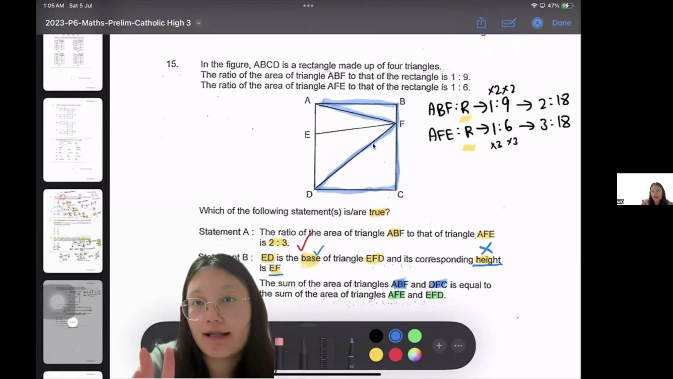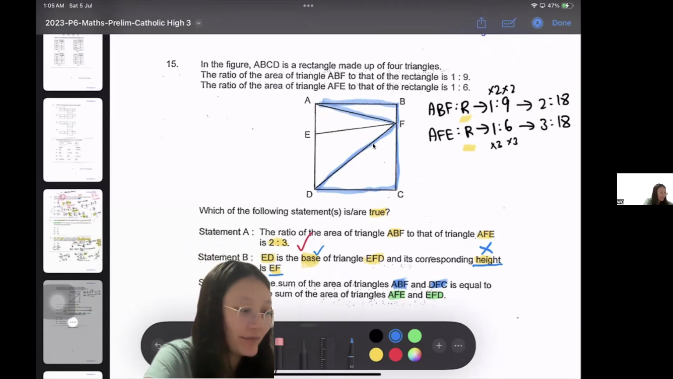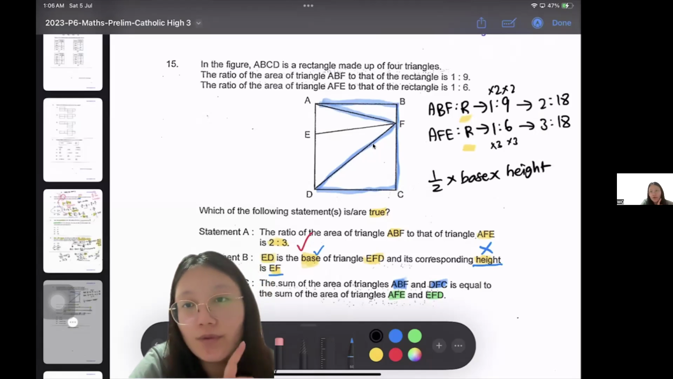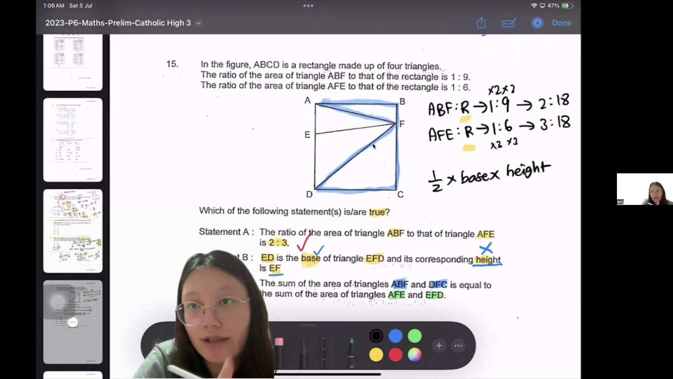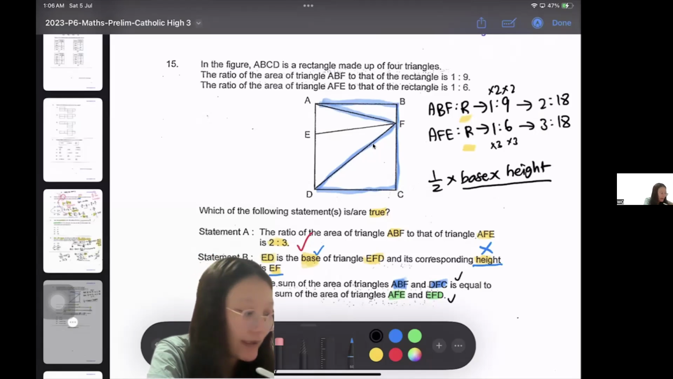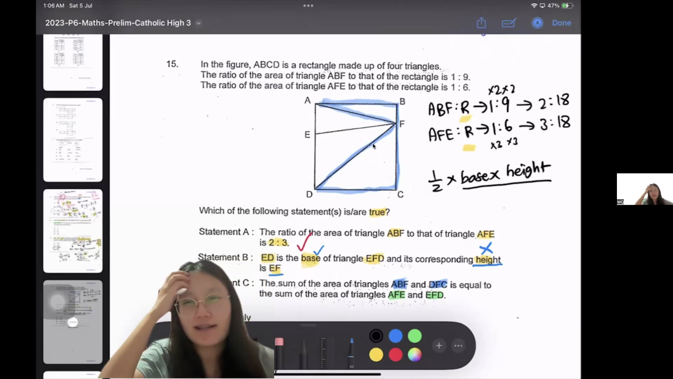Because the area of a triangle is half times base times height, correct? Area of triangle is half times base times height. Half will always be the same. For all areas you have to use the number half. So the thing that is different is your base and your height. You need to see, are the base and the height the same? If they are the same, then they will be equal. If they're not the same, they won't be equal. So let's check. Is the base and the height the same?